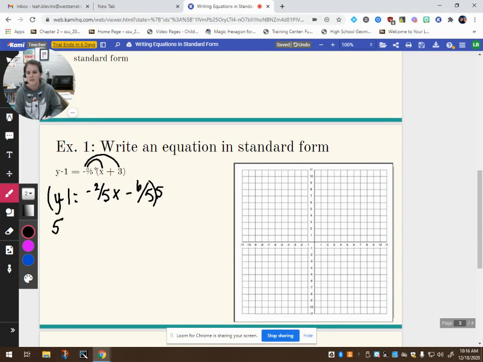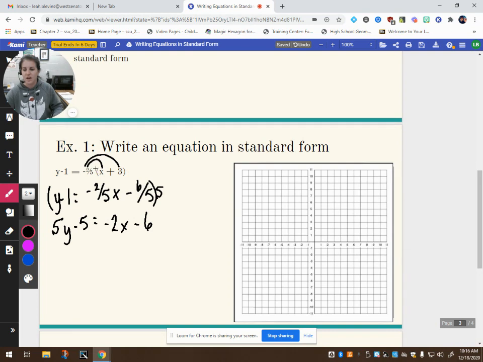So I end up with 5y minus 5 equals negative 2x minus 6. That's a little bit easier to deal with. And this is called a scalar of the problem that you were just given. So they're scalars because we multiplied it by 5. We scaled it up by a factor of 5. So these equations are the same equation. They're just scalars of each other.